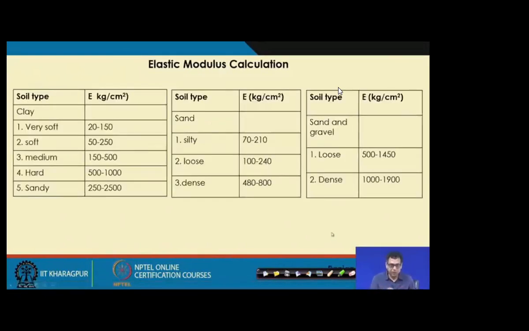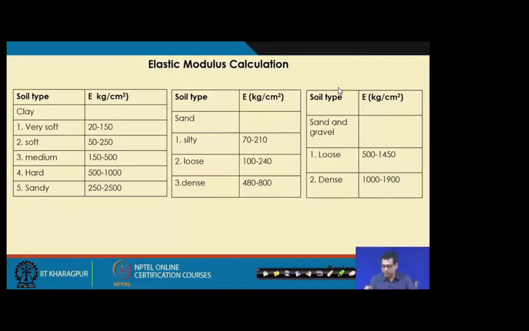Now, the elastic modulus for the other soils is given in the tables, which give the range of elastic modulus. So, the elastic modulus that you are taking should be within this range. There are a number of ways you can determine the elastic modulus for the clay soil and the sandy soil, but it should be within the range given in the table.